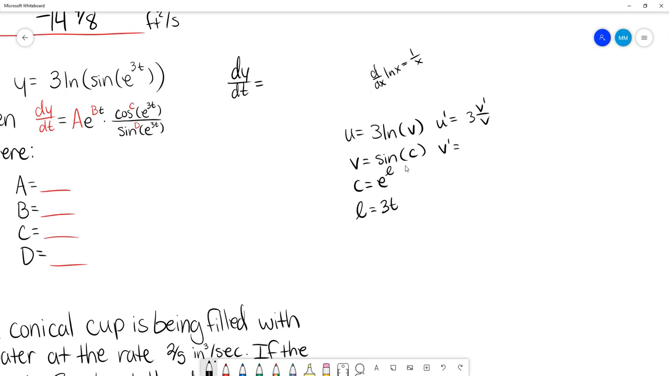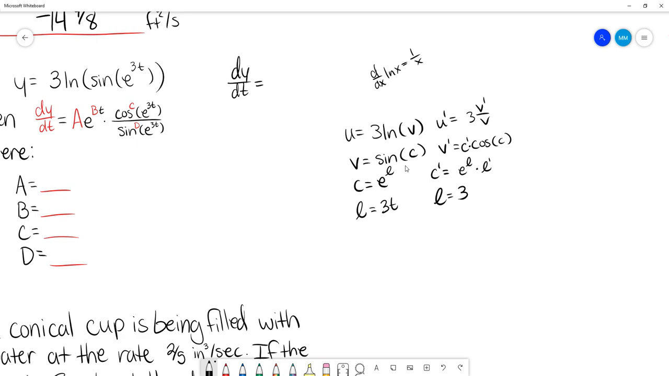The derivative of v now, I know the derivative of sine is cosine, and because of chain rule, we multiply by the derivative of our inside, which is c. The derivative of our inside, well, the derivative of e to the power of anything is itself, times the derivative of our inside, and then the derivative of our inside is just 3, because the derivative of 3t is 3.